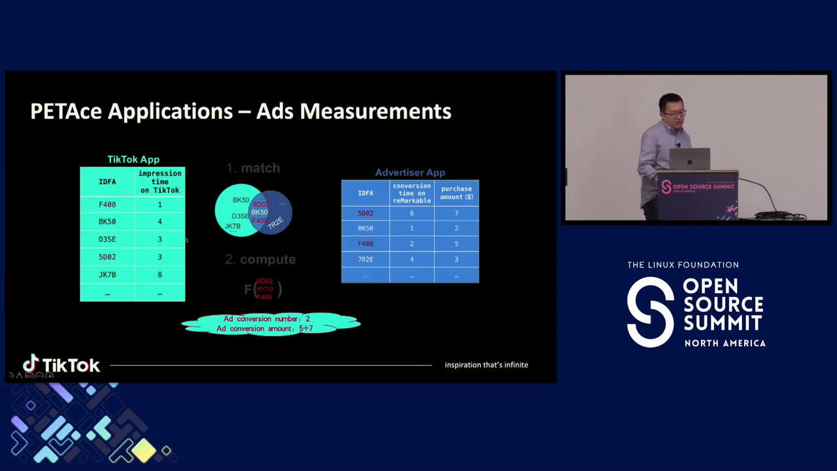So this naturally can be divided into two steps. The first step is a matching phase where we compute the intersection. This can be done by using a private set intersection protocol. The security guarantee is that both parties will have no idea which elements are in the intersection or not. Then the second step is the follow-up computation, where we check if the conversion time is larger than the impression time. If that's the case, we add this value to the final result.